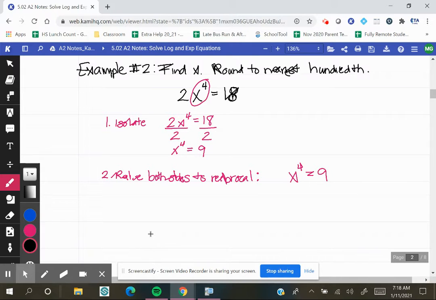So what I'm going to do is take whatever my exponent is, which is a 4, and I'm going to take the reciprocal of that. So that's 1/4. So I'm going to raise both sides of my equation to the 1/4 power. It's the same thing as taking the 4th root, which would be fine to do as well. So now I have a power to a power, so I multiply 4 times 1/4, which is just 1. And now I have 9 to the 1/4. And of course, we want to remember your plus or minus.